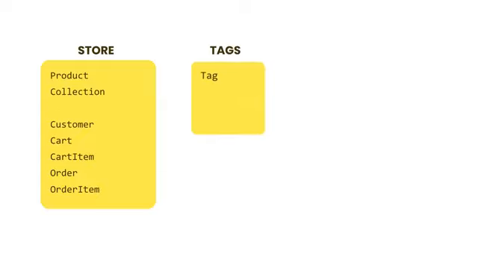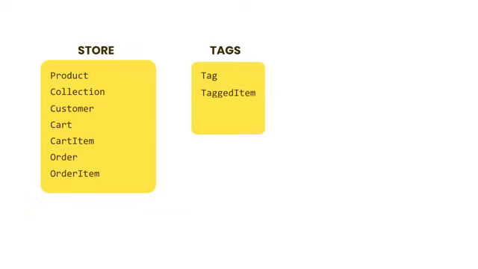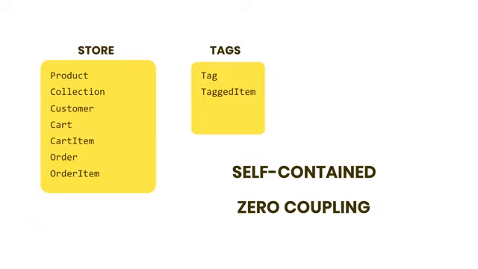So I'm going to move the tag entity to a separate app called tags. And here we're going to have another entity called tagged item, which represents an item that is tagged. It can be a product, an article, a video, and so on. It's an abstract concept. Now, with this separation, each app is self-contained and provides a specific piece of functionality. So we can use either or both of them in a new project depending on what we're going to build. Plus, we have zero coupling between these apps, so we can independently change and deploy them without affecting other apps. This is the proper way to break down this project into multiple apps.